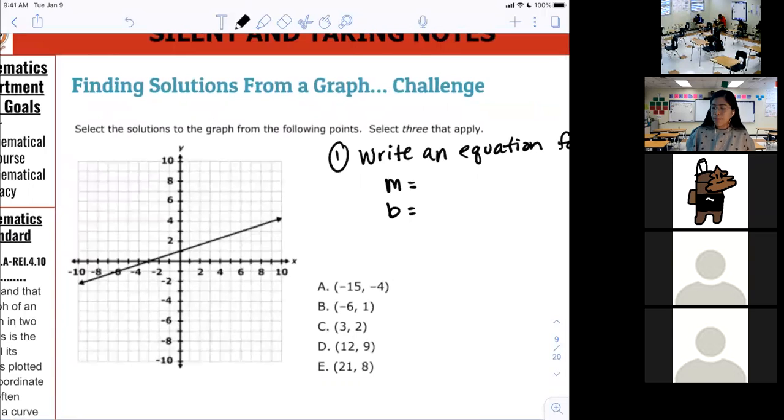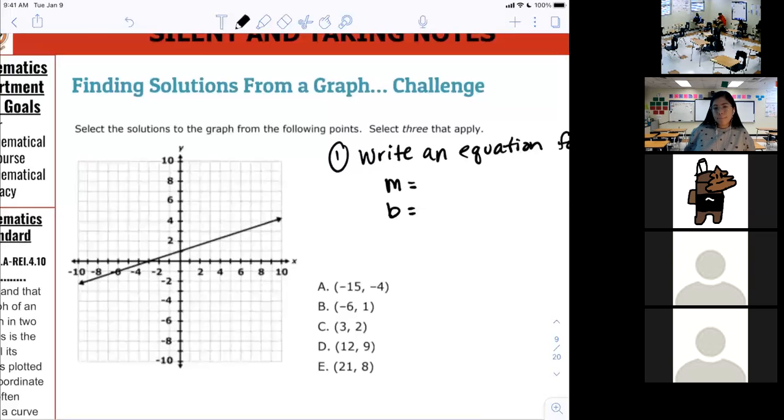Oh wait, Miss Lopez. I forgot. What point do we start on? Any 2 perfect points. No, but what line? Is it X or Y? X comma Y. Oh, okay.